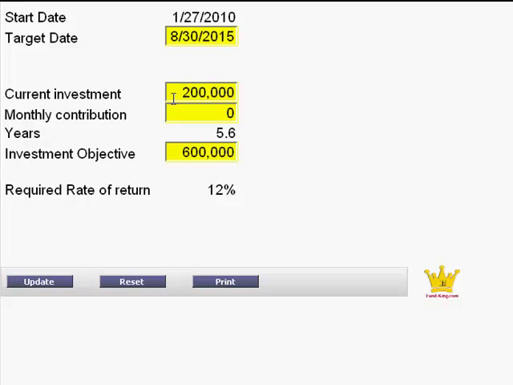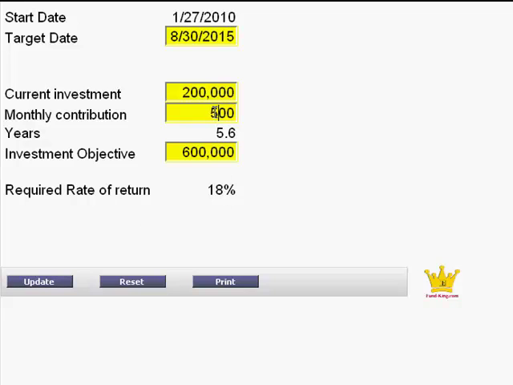Now, let's say we start a business or something and decide that we really only have about $200,000 available. We update that. That puts us in a little bit of a sticky position. 20% can be achieved, but obviously less likely. We do have markets that go up and down. So let's just say that we have to put in about $500 a month just to boost that up. Brings us back to 18%.